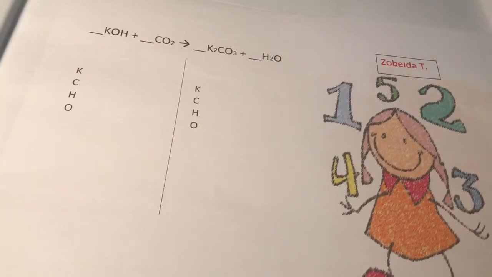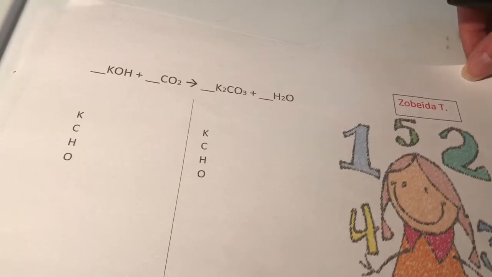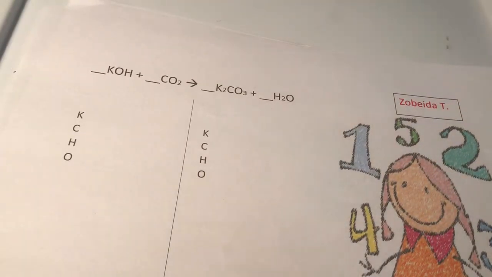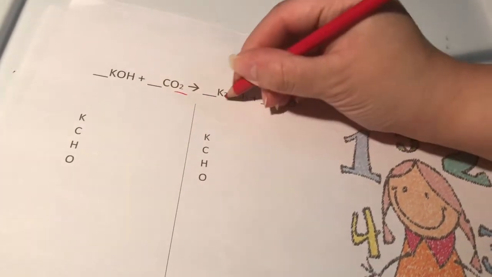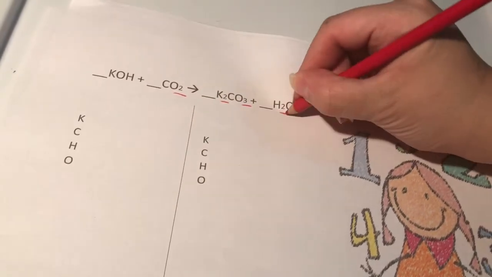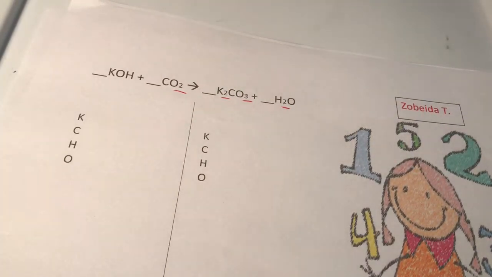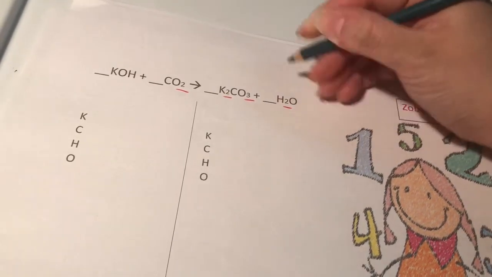All right, so feel free to pause the video at any point if you want to give some of these chemical equations a try. As you see here, we have potassium hydroxide, carbon dioxide, potassium carbonate, and the famous H2O, water. So as you see here, I always like to underline my subscripts just so that I know the subscript that is attached to which element.